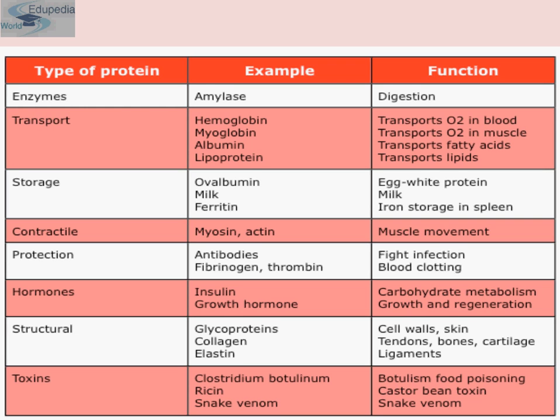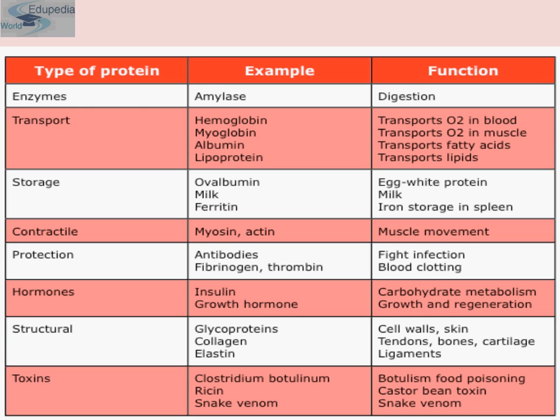The other type of protein is storage protein. Examples are ovalbumin, milk, and ferritin. Ovalbumin's function is as an egg white protein. Ferritin helps in iron storage in the spleen. The spleen is a graveyard of dead RBCs.